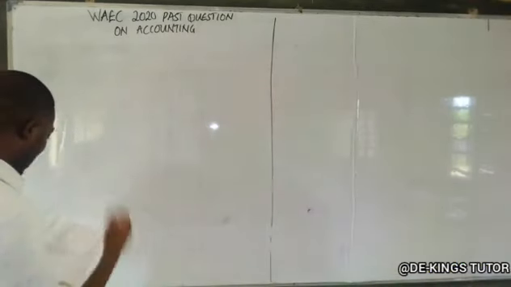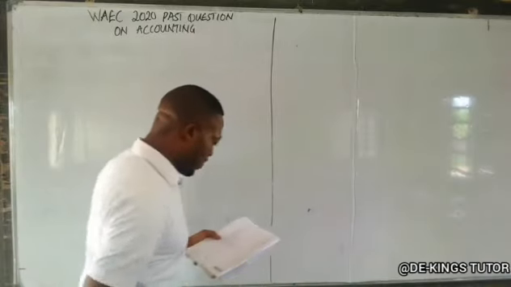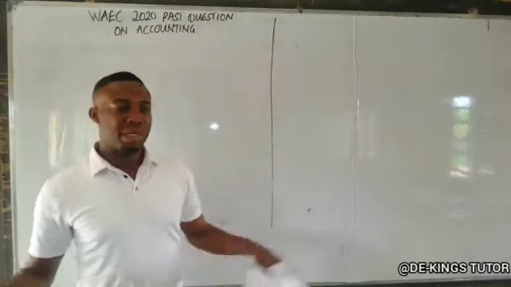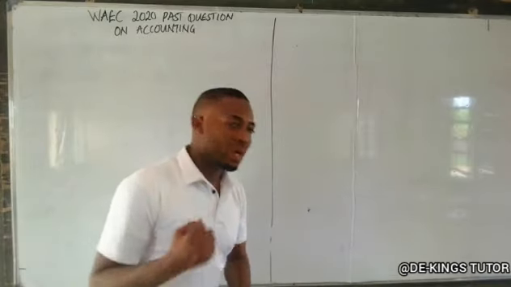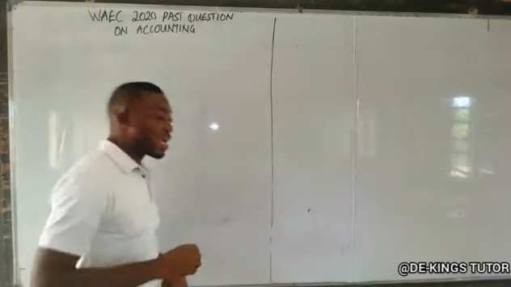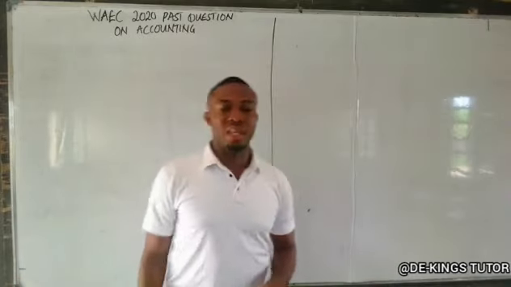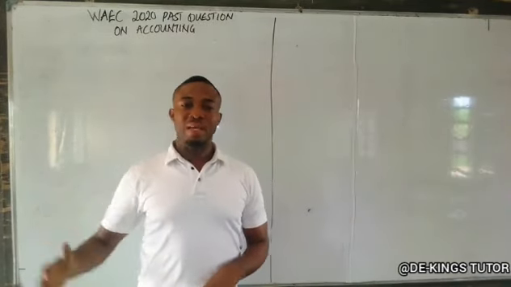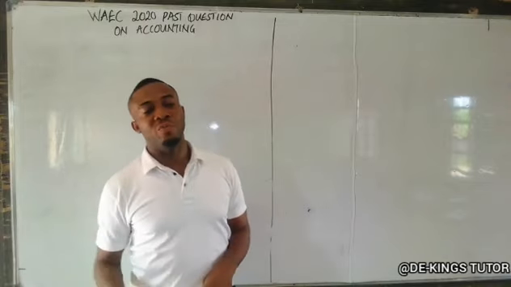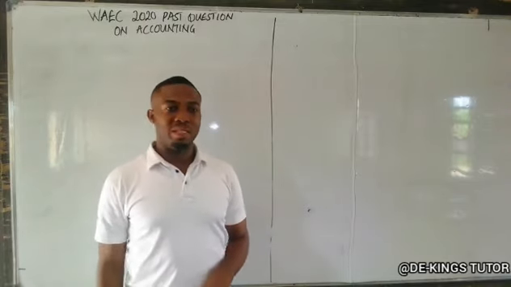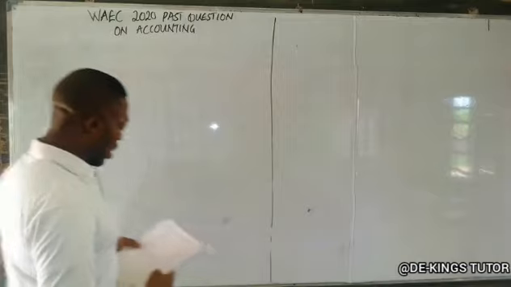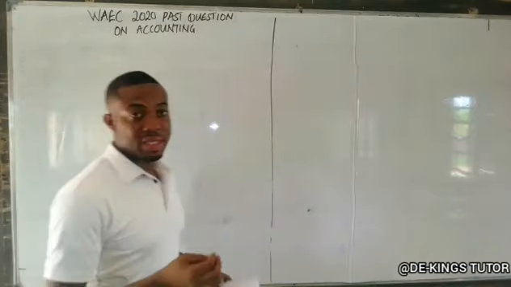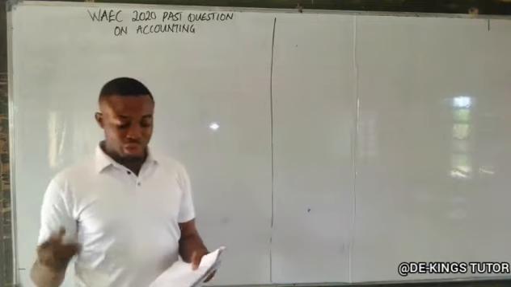So they said we should prepare the departmental trading profit and loss account for the year ended. Departmental trading profit and loss account is the same thing as a trading profit and loss account, just that this one has a department column. It has different columns for different departments. So to do that, we have to first of all apportion. They said expenses are to be apportioned, so let's treat that first.